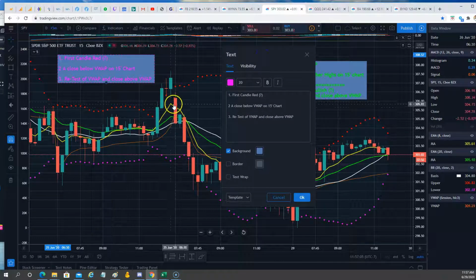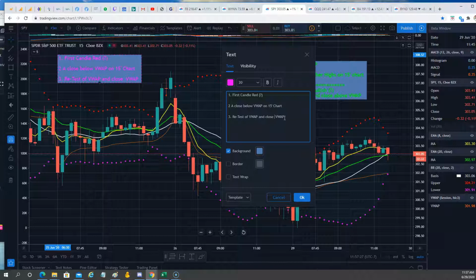First candle is red. Yeah, we have seen this before. First candle is red, but still no action yet. A close below VWAP. Yes, this candle fulfilled the first two conditions. So the second candle now is doing what the third condition says: a retest of VWAP and a close, not above, that will be for bullish. This is for bearish, a close below that. It doesn't have to be a close below that; sometimes they like to take their time.